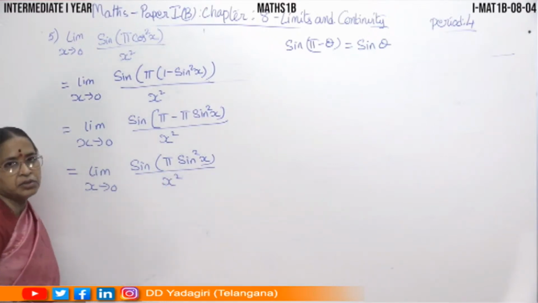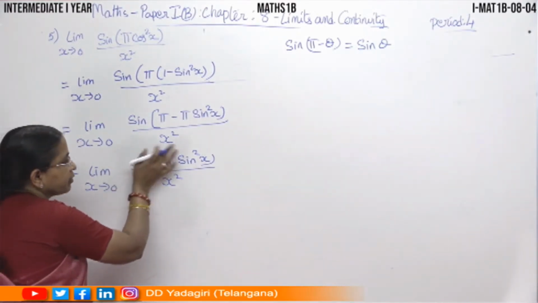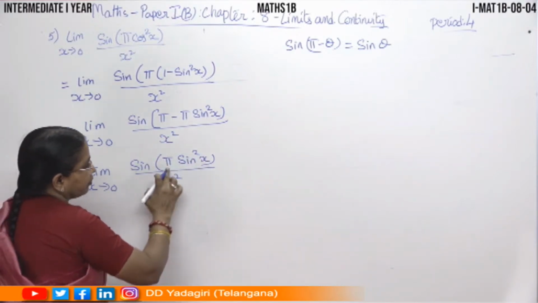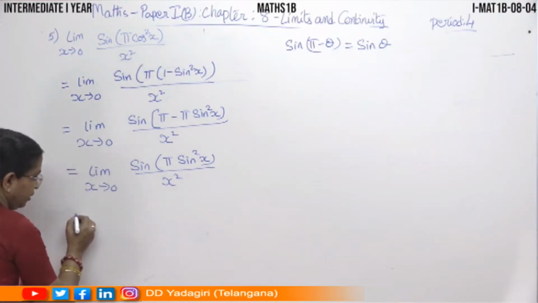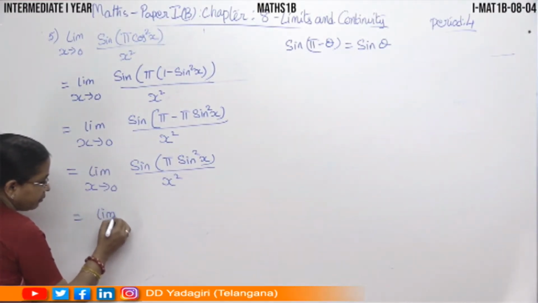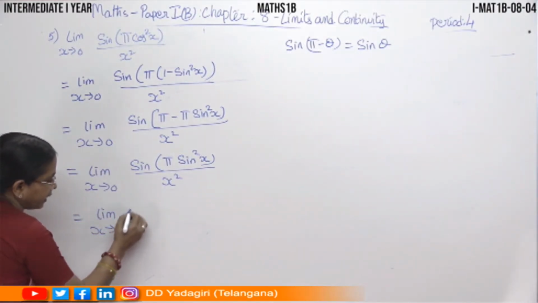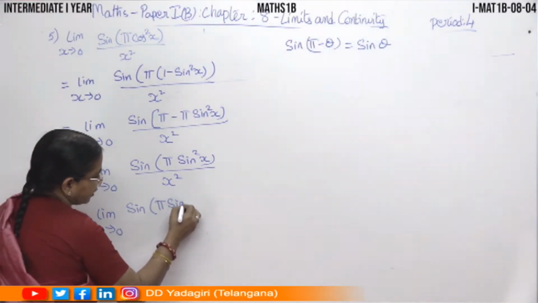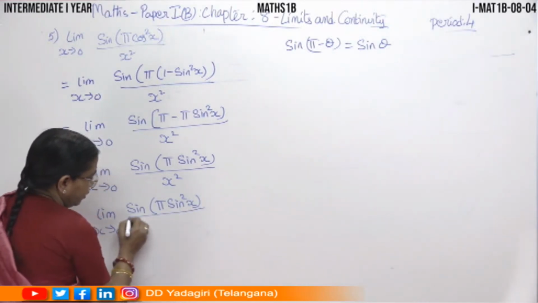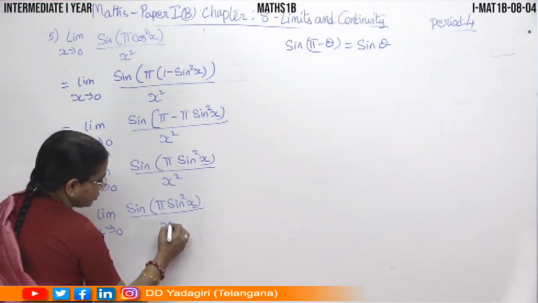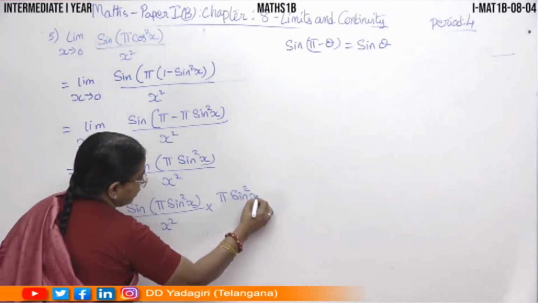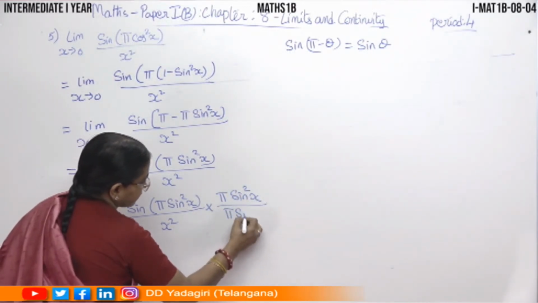Now we must reduce it to the standard form. It is in the form sin theta by something. So this theta we should have here, the same thing we should have here. So what we'll do is we'll multiply and divide by that expression. Sin of pi sin square x by x square is there. So we'll multiply and divide by pi sin square x.